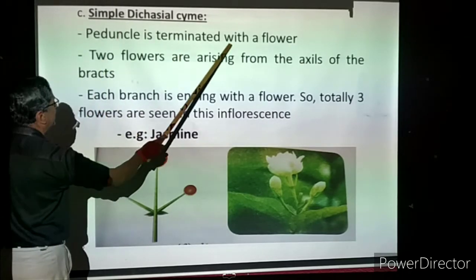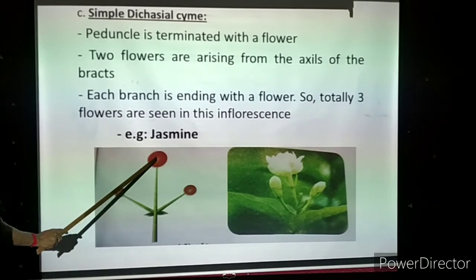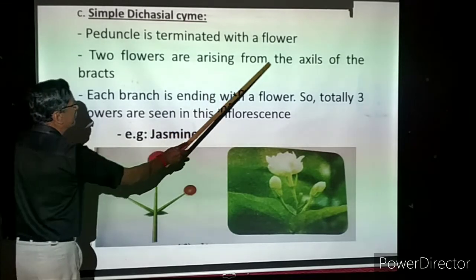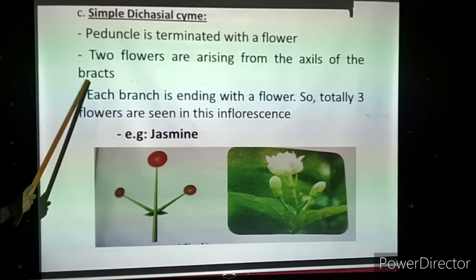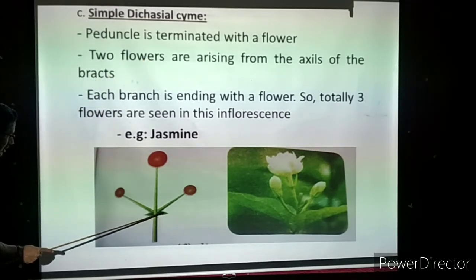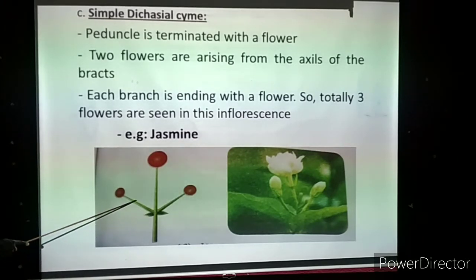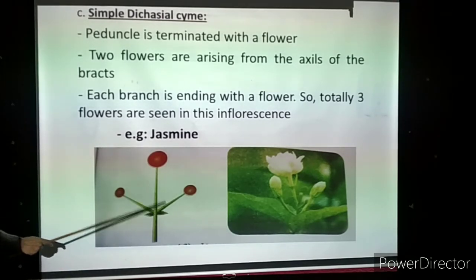The peduncle is terminated with a flower. Now this is the main peduncle. It is terminated with a flower. It is the oldest flower. Two flowers are arising from the axils of the bract. Okay, now not two flowers, two branches are arising. Now this is the bract. Again one more bract is there. On this side one branch is arising, and on this side also one branch is arising. So the two branches are arising from the axils of the bract.